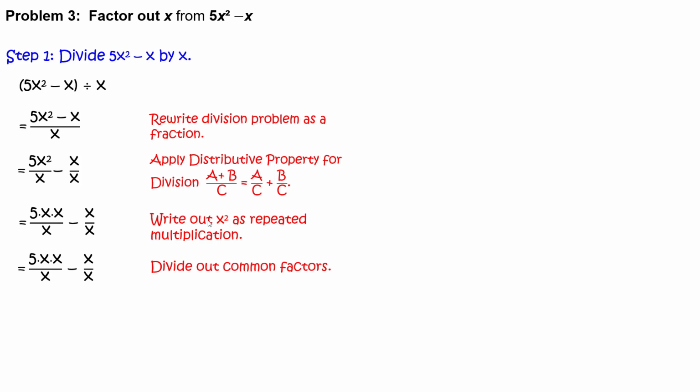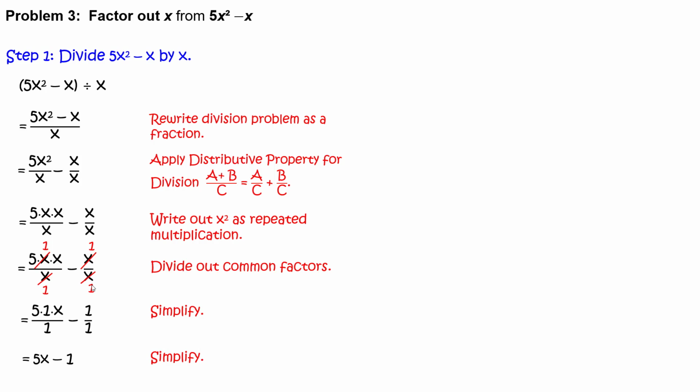And then I can divide out common factors. So x and x divides to 1, x and x divides to 1. You can divide out an x to get 1 over 1. I'm going to simplify to get 5 times 1 times x divided by 1, minus 1 over 1. So I'm going to get 5x minus 1. That's what I get if I divide 5x squared minus x by x.